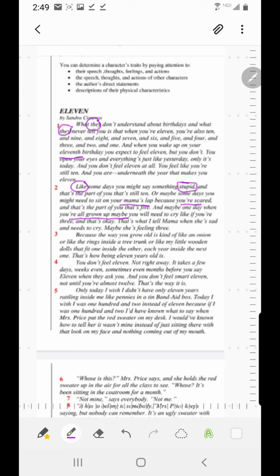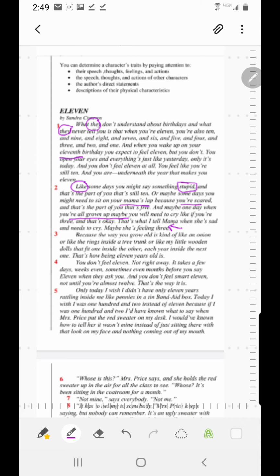That's what I tell mama when she's sad and needs to cry. Maybe she's feeling 3. So again, she thinks that age has everything to do with your emotions, right? If you're feeling like you need to cry, that's something you do when you're a baby, a child, a toddler. She's saying 3 specifically because she feels like that's something only children do.